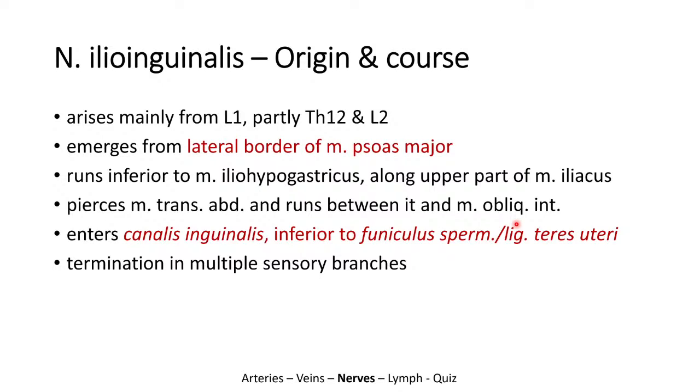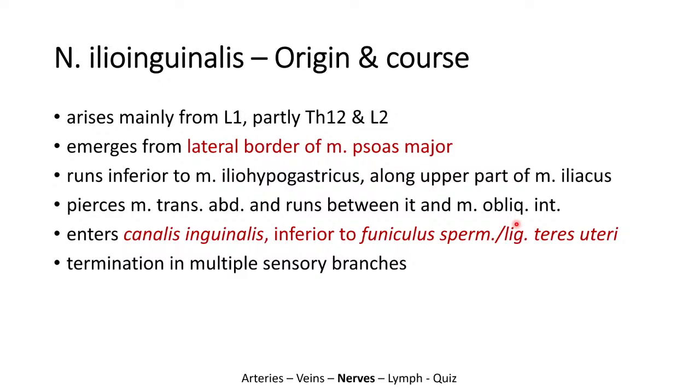Alright, we already said it will run inferior to the iliohypogastric. It will also pierce the transversus abdominis and run between it and the internal oblique, and it will enter the canalis inguinalis, the inguinal canal, where you can find it again. So if somebody shows you a nerve from the inguinal canal, keep in mind it could be the ilioinguinal, and it lies inferior to the funiculus spermaticus.